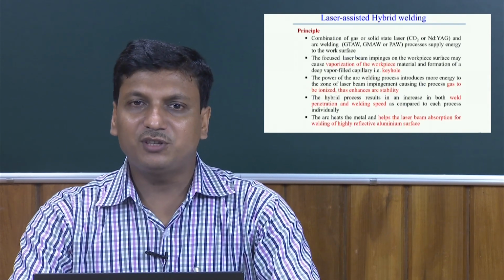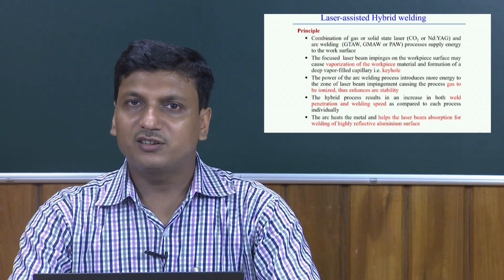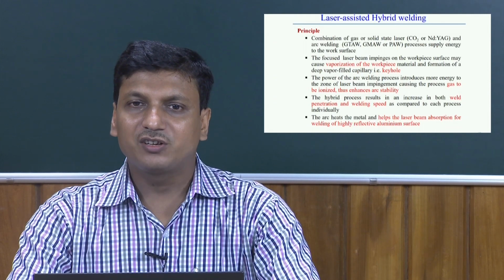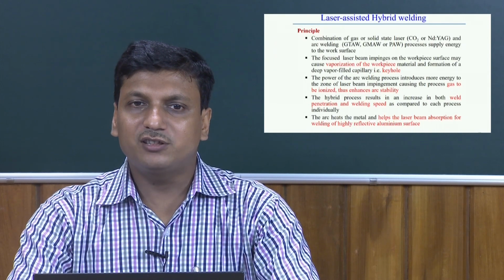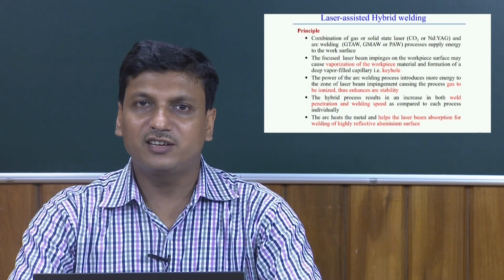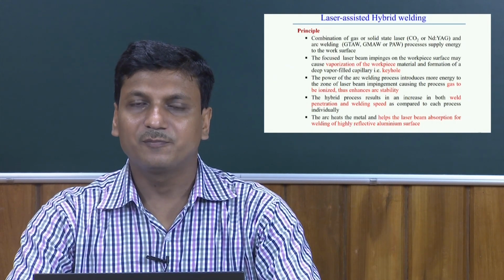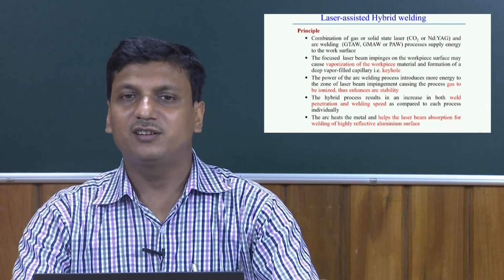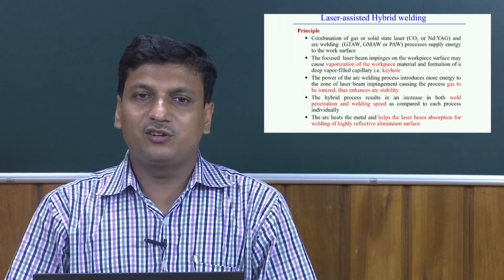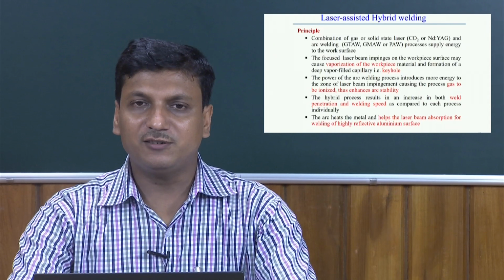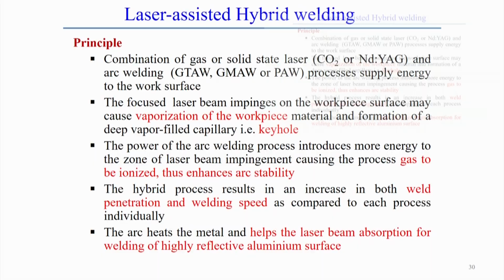In principle, in the laser assisted hybrid welding process, we see a combination of gas or solid state lasers, mostly CO2 laser, Nd:YAG laser, or nowadays fiber laser, joined with other arc welding processes like gas tungsten arc welding, gas metal arc welding, and plasma arc welding, which supply the secondary energy source in the hybrid process. Again, we can differentiate the secondary heat source as without material addition or with material addition.